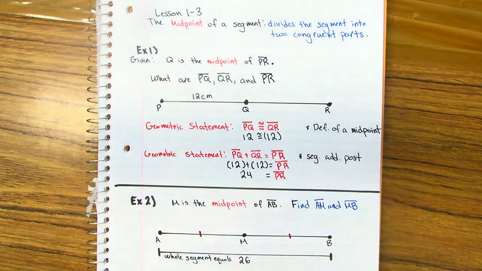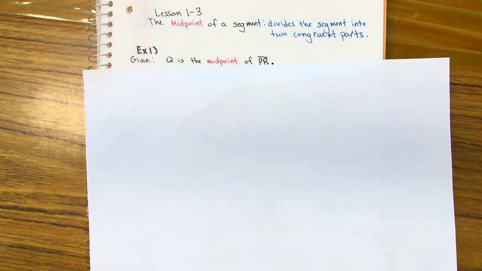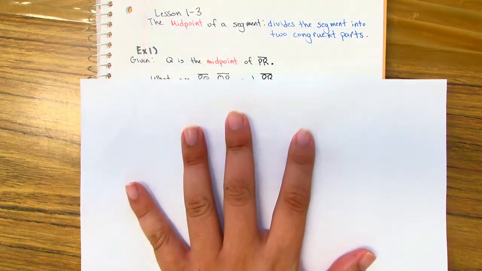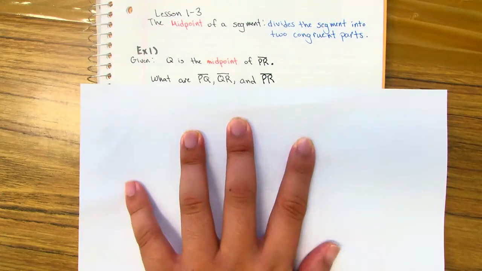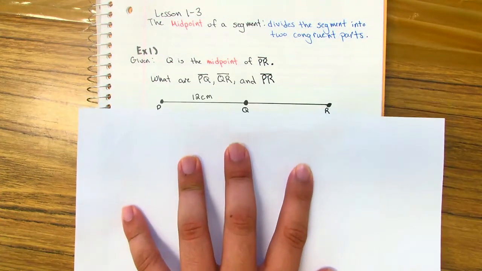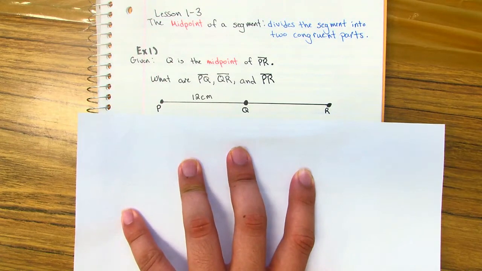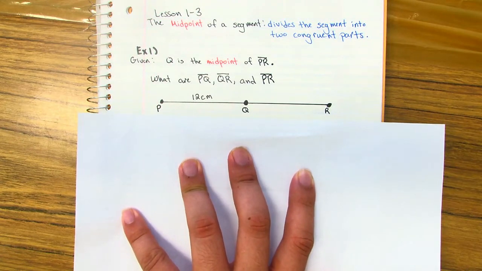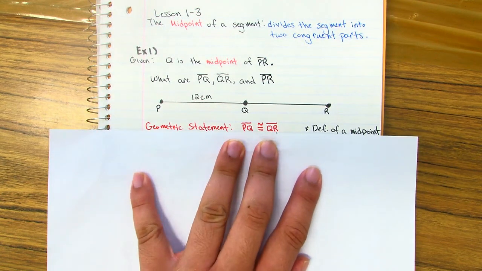Example number 1. Q is the midpoint of PR, right? So it's given, and it's going to ask you what's the value of PQ, QR, and PR. The diagram provided relates to the statement above. Q is the midpoint of PR. PQ is equivalent to QR.